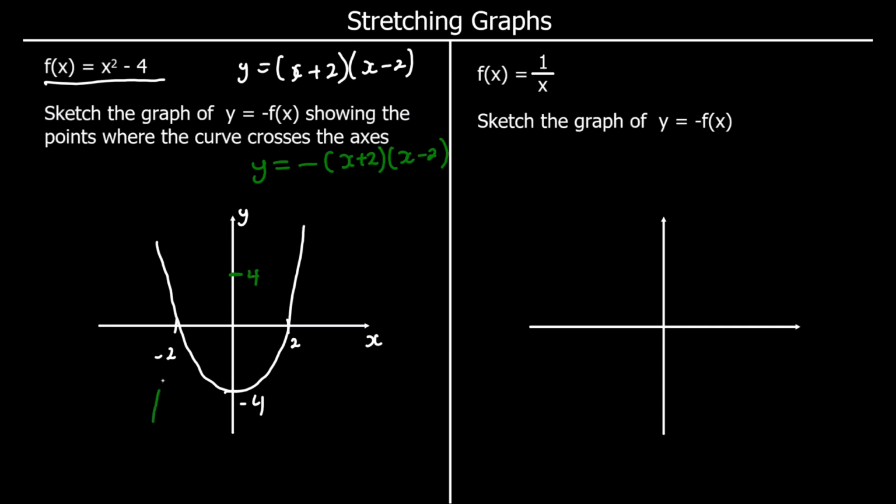So what's going to happen? It's going to make a reflection. Where we had negative y's, they're positive. Where we had positive y's, now they are negative. One for you to try, so give that one a go.